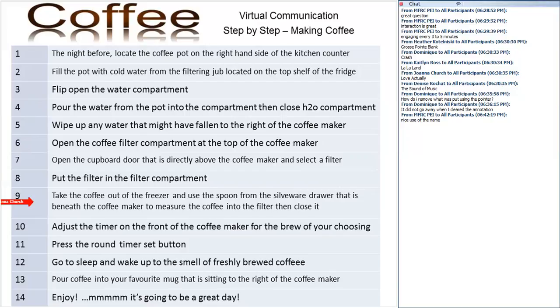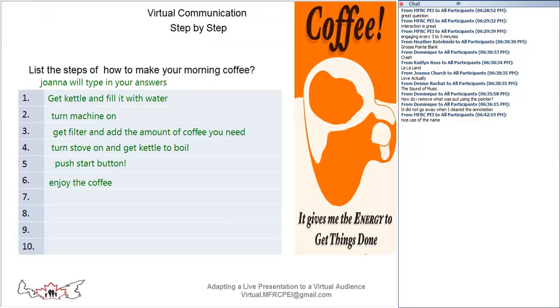Adjust the timer. Press the round timer set button. Go to sleep and wake up with the smell of freshly brewed coffee. Pour coffee into your favorite mug that is sitting to the right of the coffee maker. Ah, enjoy. It's going to be a great day. So raise your hand if you can tell me the difference between the scripted that we designed here and the raw.